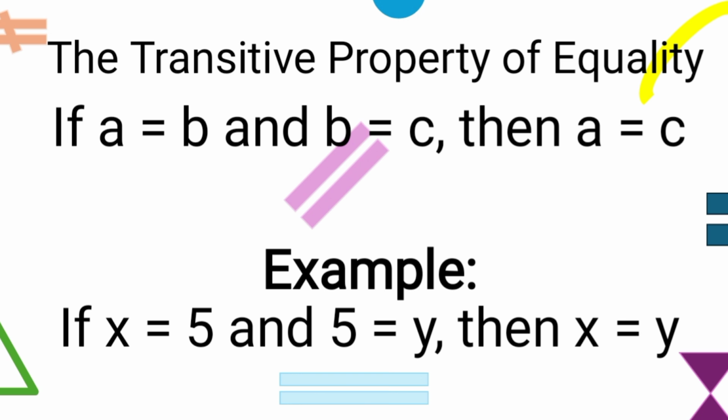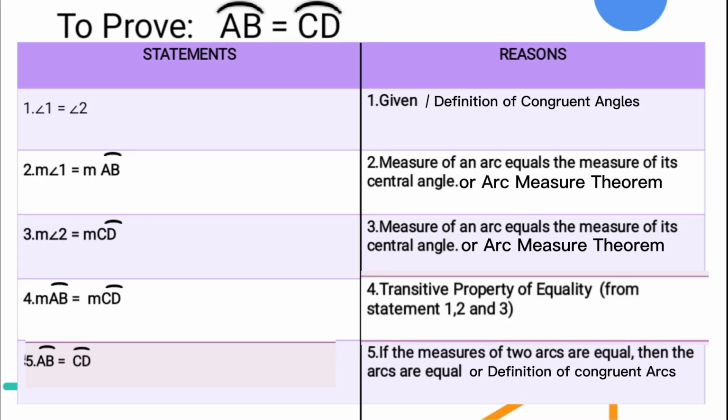So we will use this transitive property of equality in proving that arc AB is equal to arc CD. Now we proceed to the proof. This is the proof of arc AB equals arc CD. Our given, number 1, is angle 1 is equal to angle 2. Number 2, the measure of angle 1 is equal to the measure of arc AB. The reason for this is that the measure of an arc equals the measure of its central angle.